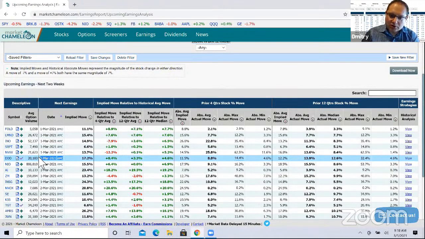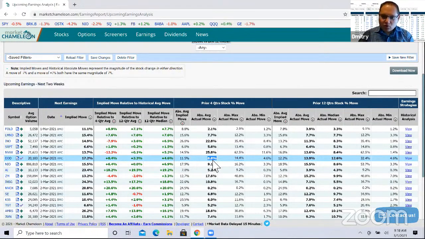That's expected to report today after the market close. Right now, that straddle is implying a move of 17.2%. So you could see their options are pricing in a pretty big move, right? 17.2%. That's a pretty healthy move right there. Let's compare it to the last 4 quarters.